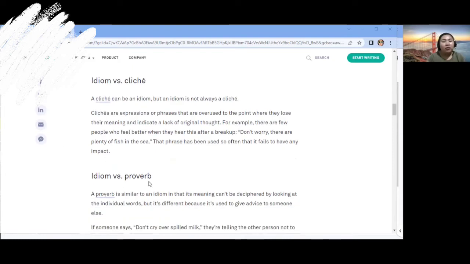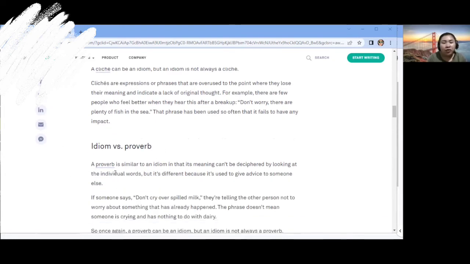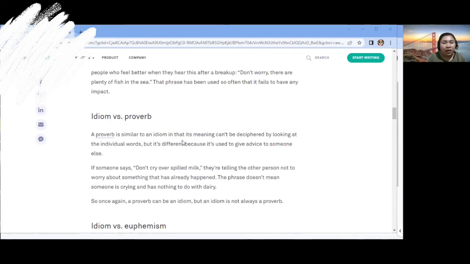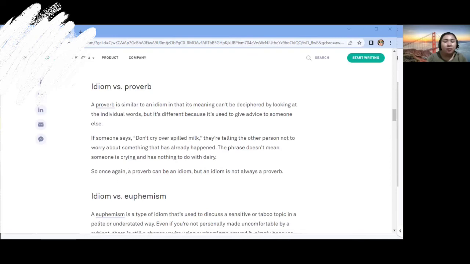Here, idiom versus proverb. A proverb is similar to an idiom in that its meaning can't be deciphered by looking at the individual words, but it's different because it's used to give advice to someone else. If someone says, don't cry over spilled milk, they're telling the other person not to worry about something that has already happened. Once again, a proverb can be an idiom, but an idiom isn't always a proverb.